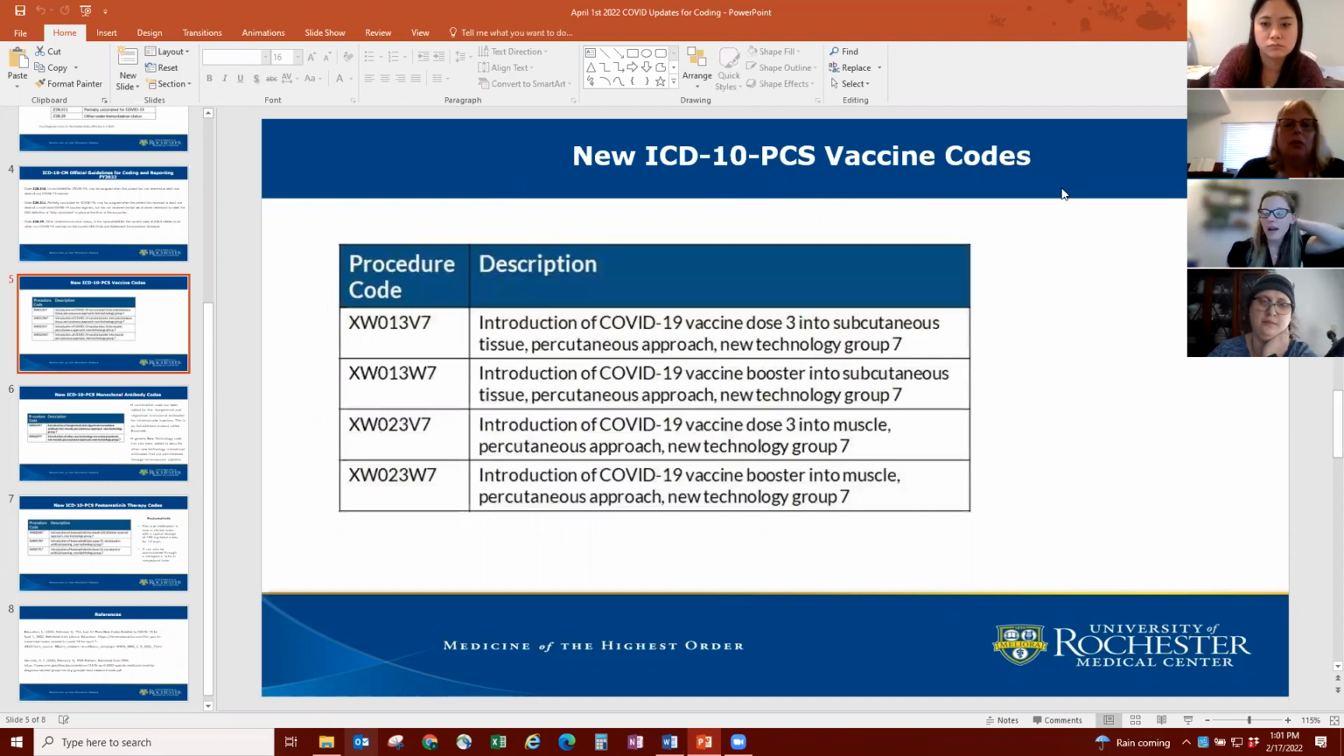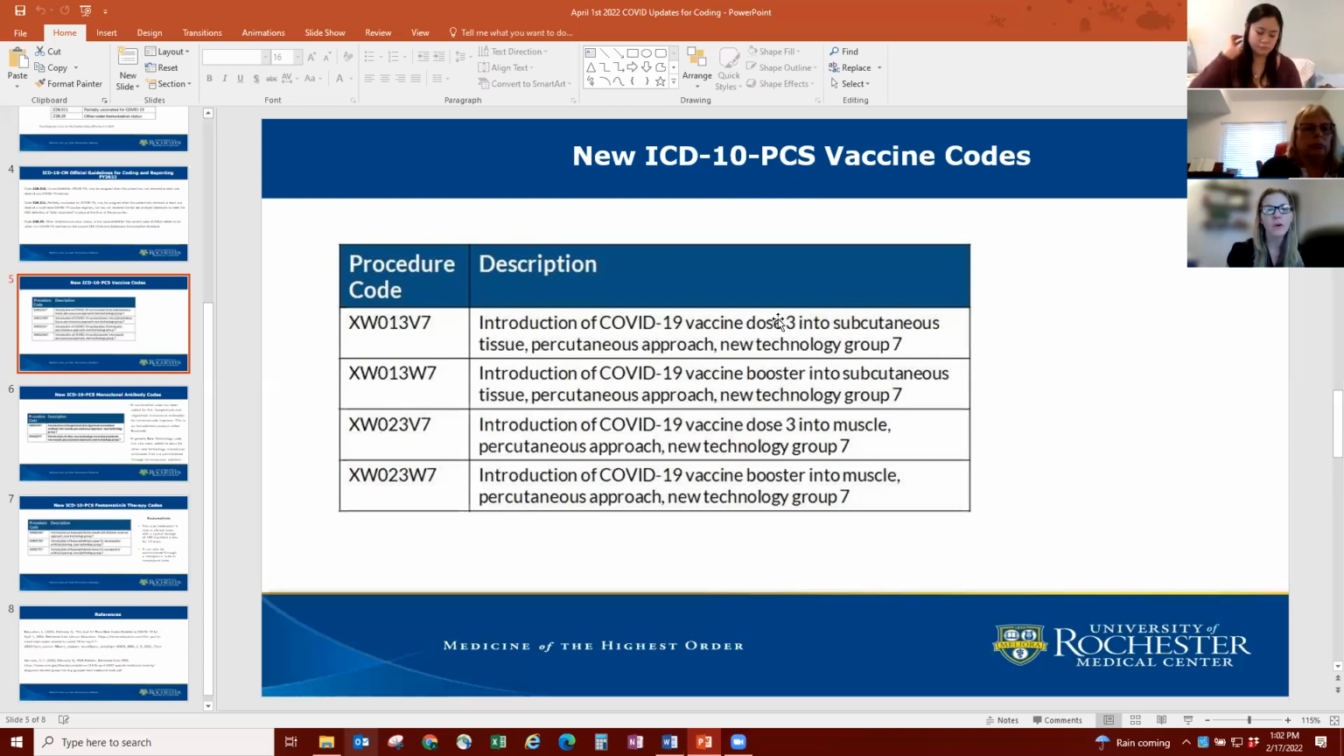Okay, so the new PCS vaccination codes. These are PCS, meaning they're inpatient only. And these are for the introduction of the vaccines themselves, so the actual COVID vaccines. And then it's broken out into subcutaneous, or here's the booster. So this dose 3 booster, and then it's by either the subcutaneous approach or if it was in the muscle.